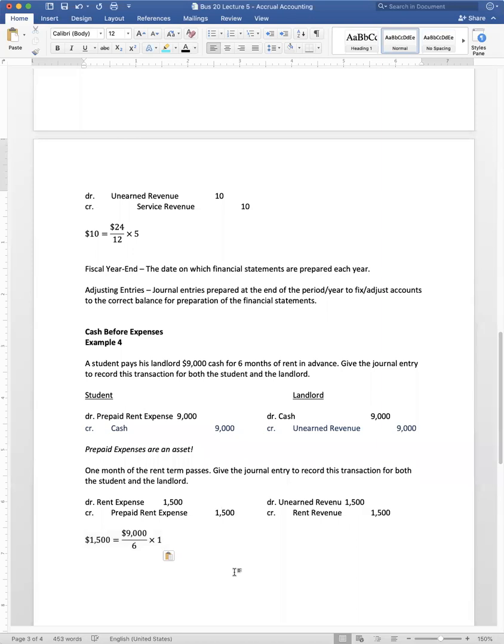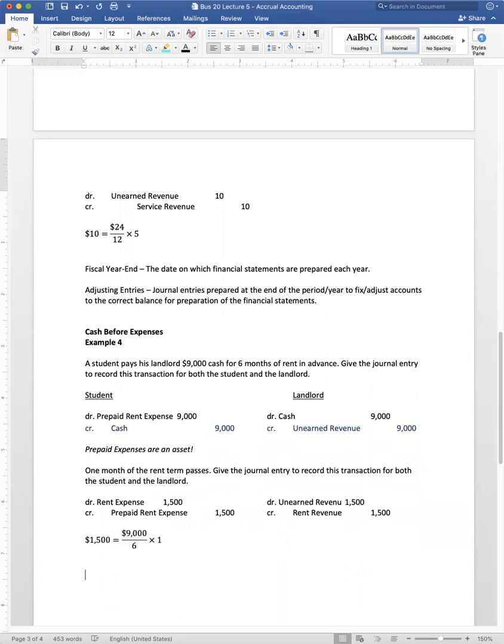Okay, so what we did is we took the full $9,000, that was for 6 months. So we took the $9,000 divided by the 6 months times 1 month, because 1 month of the rent term had passed. That's where we got our $1,500.